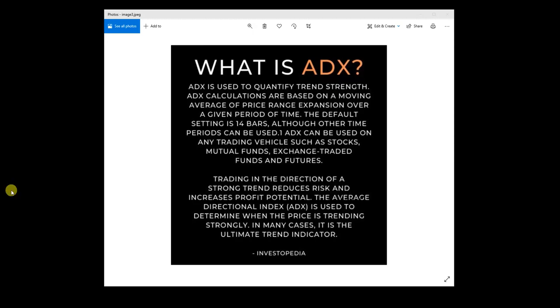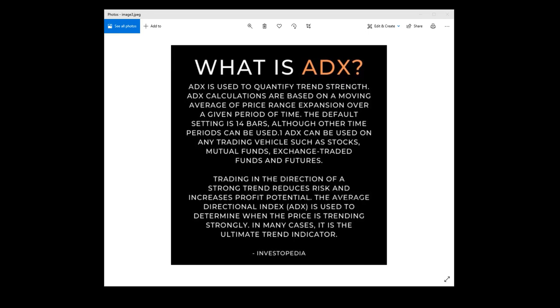So Investopedia says, trading in the direction of a strong trend reduces risk and increases profit potential. I would love to see some data to verify that, but anyways, they also continue to say the average directional index is used to determine when the price is trending strongly, and in many cases, it is the ultimate trend indicator. So you already know I have to test that. If I read something that opinionated without any data to back it up, I have to test it.